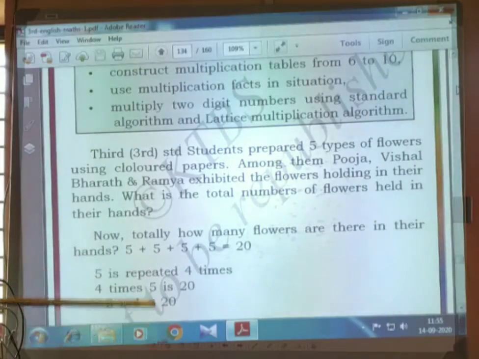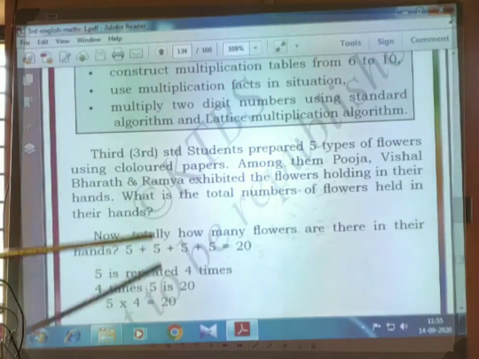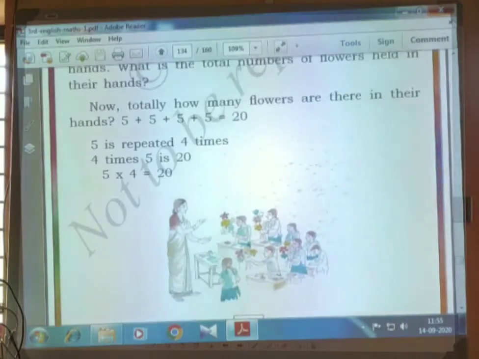Totally how many flowers are there in their hands? 20. Means 5 plus 5 plus 5 plus 5 is equal to 20. 4 students prepared 5 flowers. Means you have to add 5, 4 times. Then 5 is repeated 4 times. Okay. 5 into 4 is equal to 20.